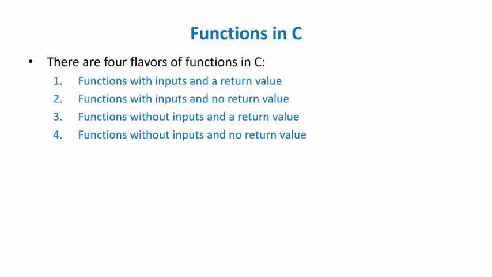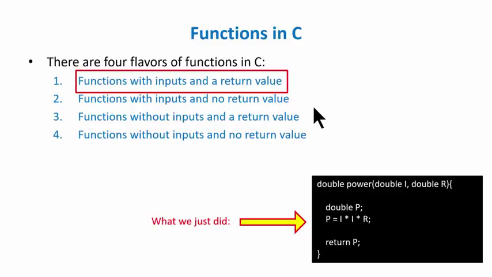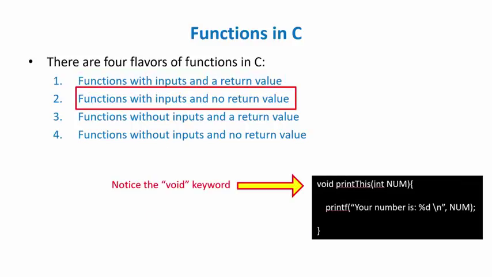So let's think about this. The first one is functions with inputs and a return value. That's what we just did. We passed it the current and the resistance. We returned the power as a double. So we just did that first one. Look at this one though. Functions with inputs and no return value.